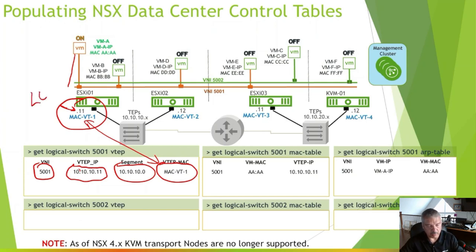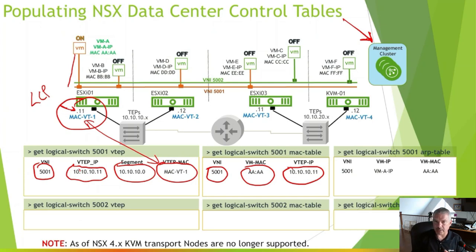The local control plane will also send another report. It's called a MAC report, basically telling the central control plane, update your MAC table. So it's going to say, hey, this is segment 5001. Here's the VM's MAC, AAAA, and here is the TEP IP that the VM's on. I call this the magic table, okay? The reason why is because it says, hey, if you want to talk to VMA, there's the TEP it's on. So this is one of the tables I know how to figure out what TEP the VM is running on.